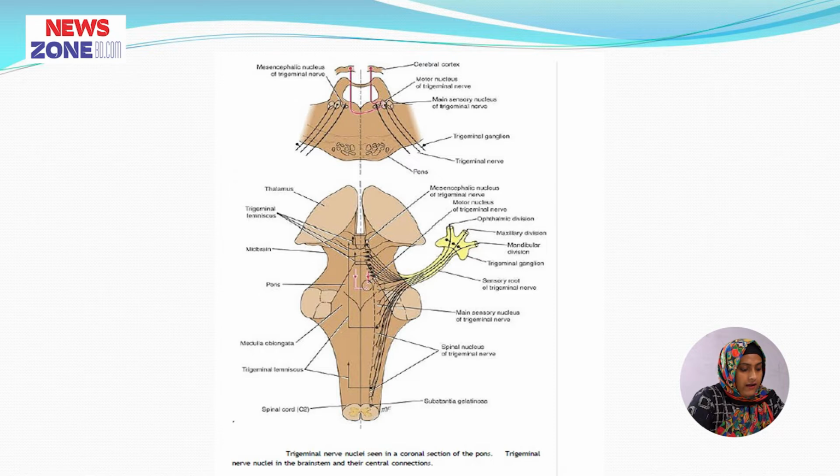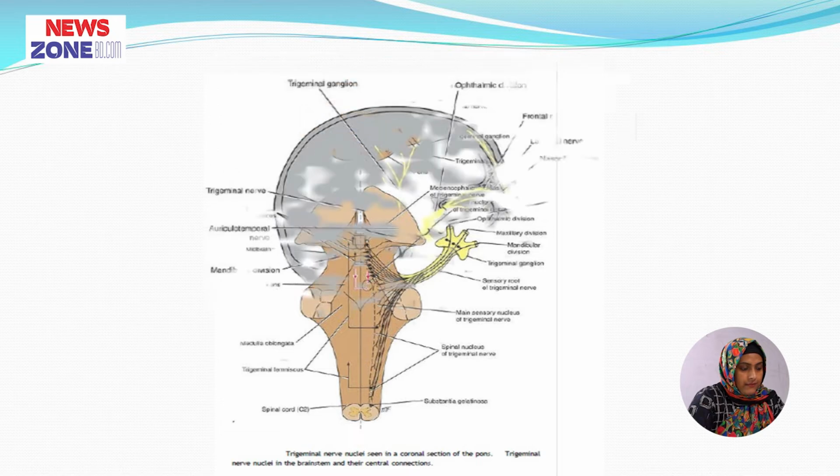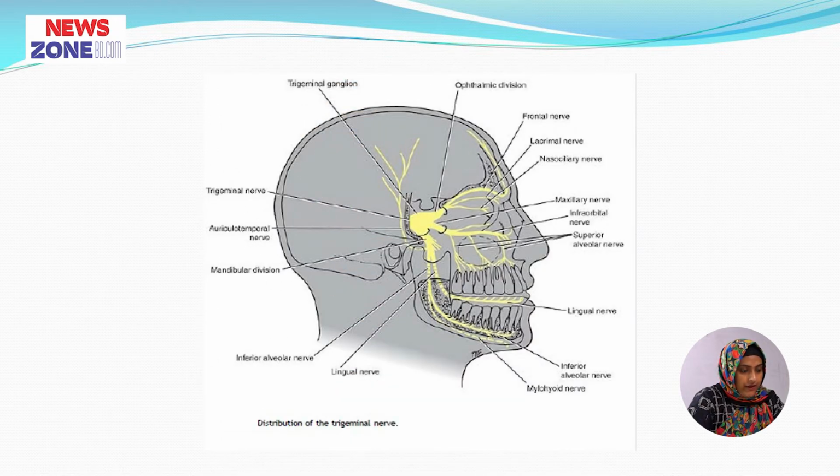This is the picture of the trigeminal nerve. This is the distribution of the trigeminal nerve: ophthalmic division, maxillary and the mandibular division.